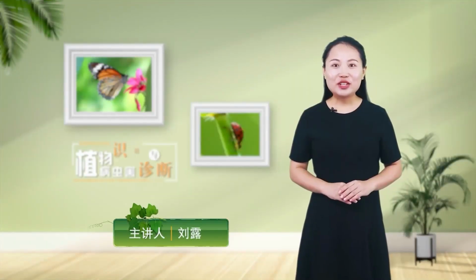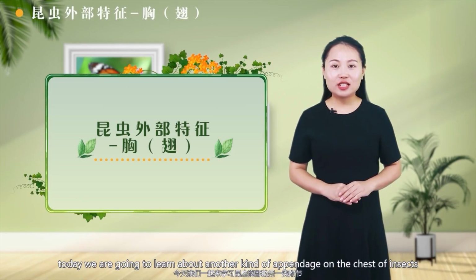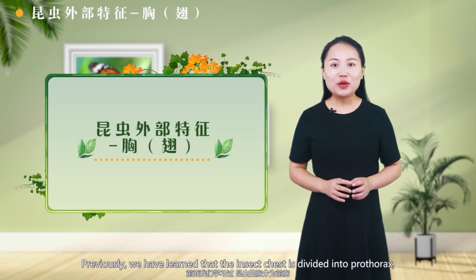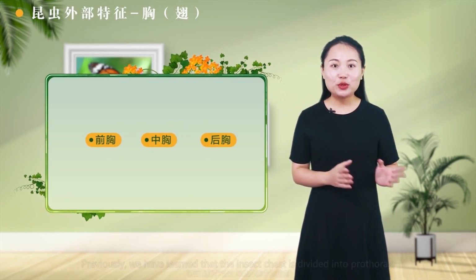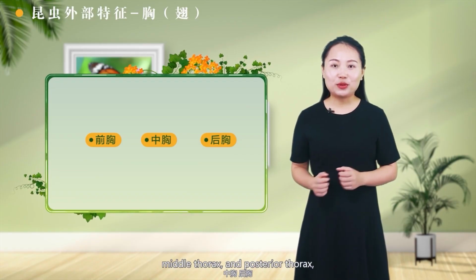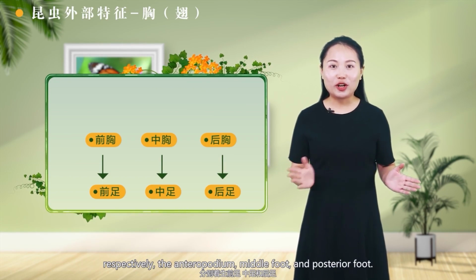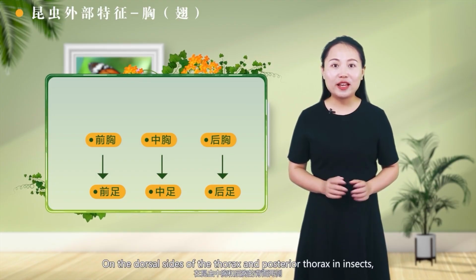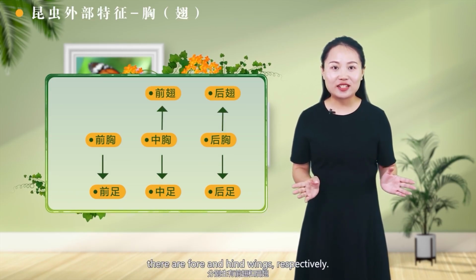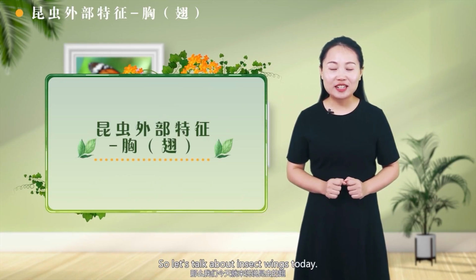Hello everyone. Today we are going to learn about another kind of appendage on the chest of insects, wings. Previously, we have learned that the insect chest is divided into prothorax, middle thorax, and posterior thorax, respectively the forefoot, middle foot, and posterior foot. On the dorsal sides of the middle thorax and posterior thorax in insects, there are fore and hind wings, respectively. So let's talk about insect wings today.